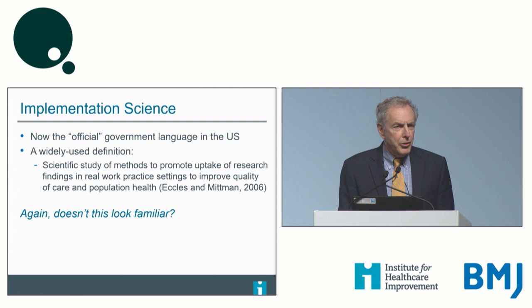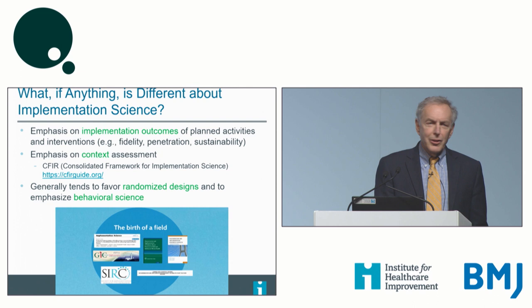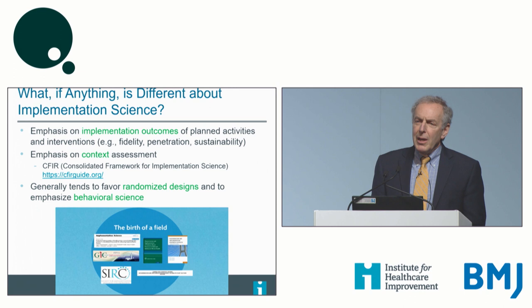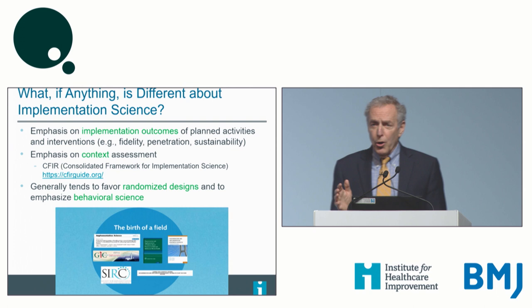If you look closely at that little inset down the bottom, there's a journal, there's a society, there are professors of implementation science, but there are some nuanced differences that I want to point out. Implementation scientists talk a lot about implementation outcomes, and I didn't know what they were 2 years ago. But they're actually very useful.